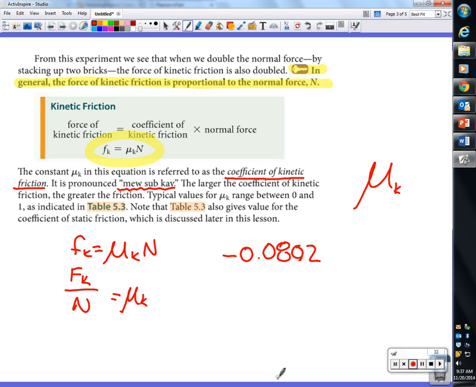All right, good with that? Jason, go ahead. Because that's to be in kilograms instead of grams, right? Yeah.